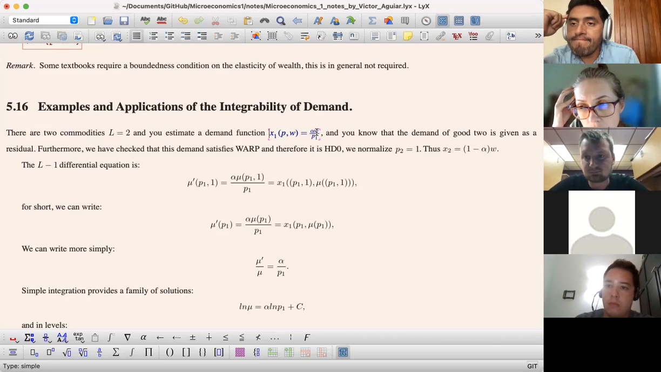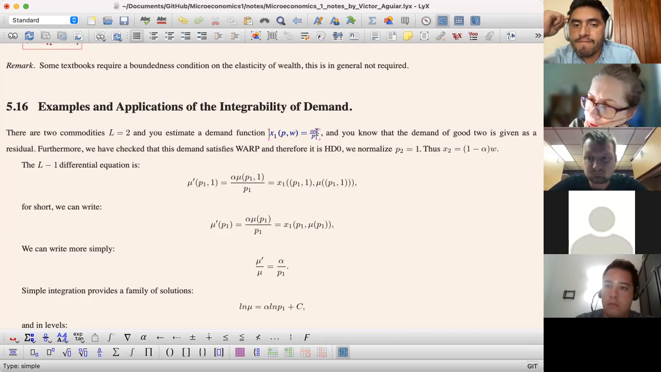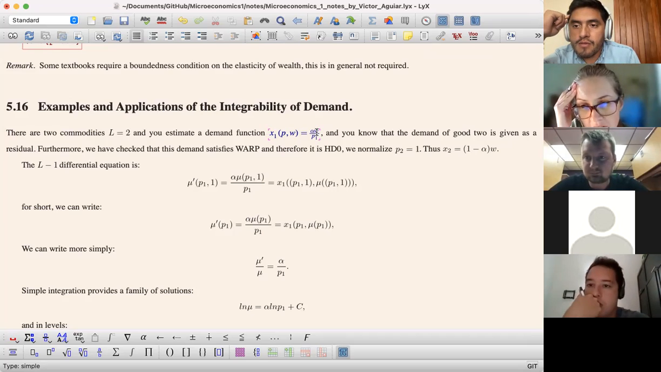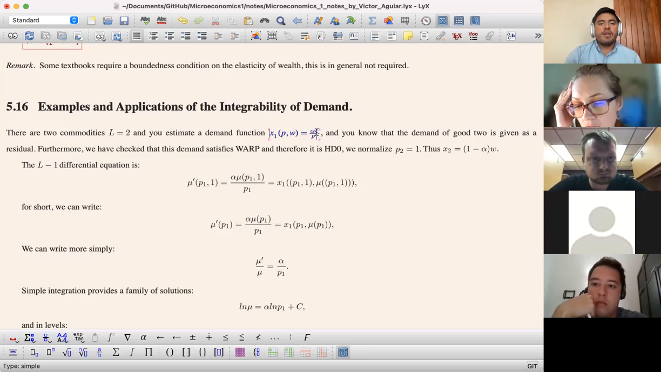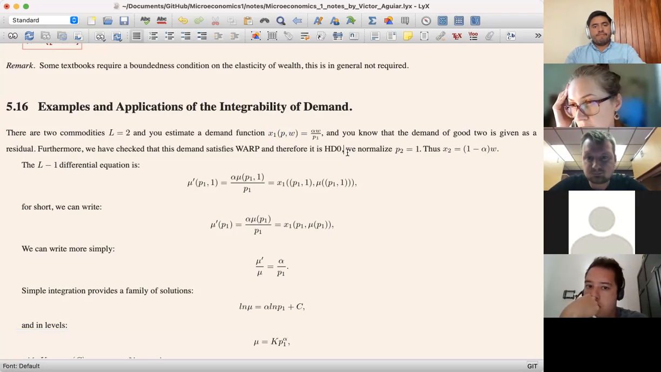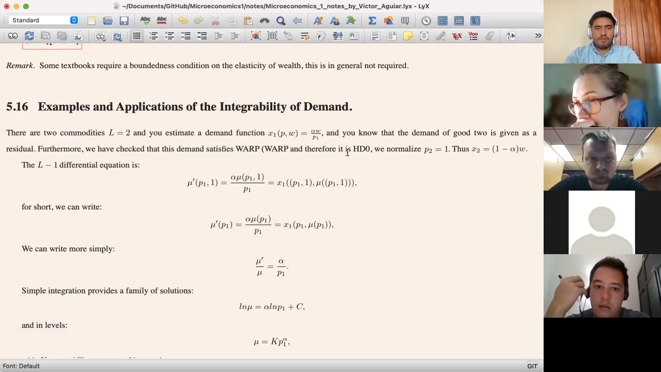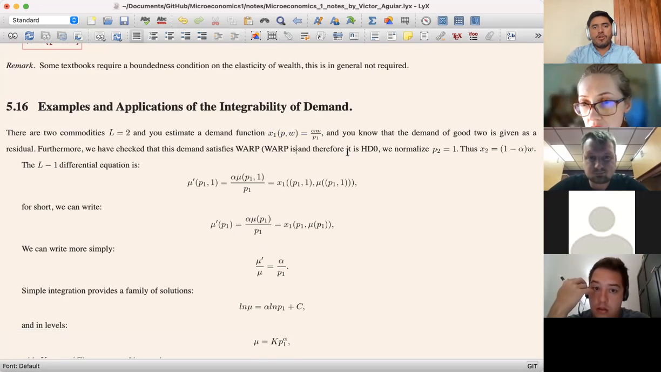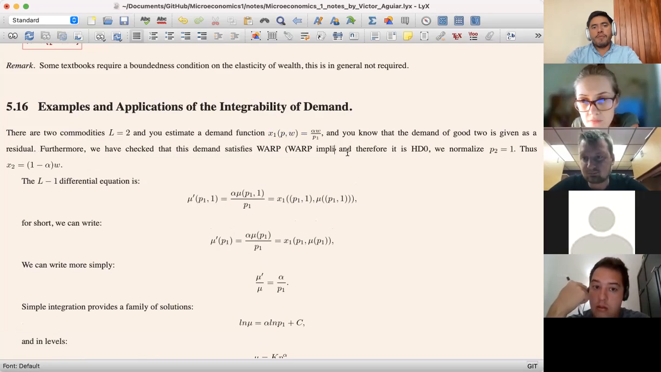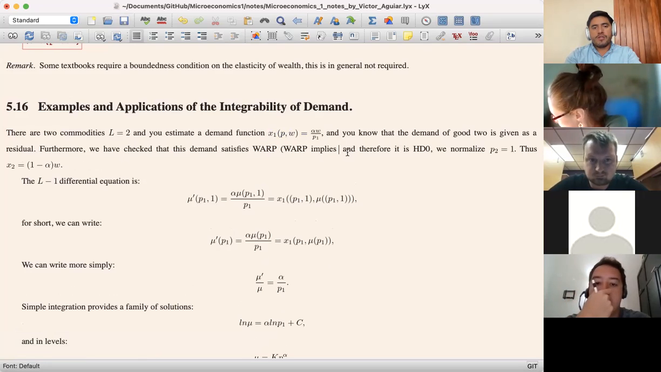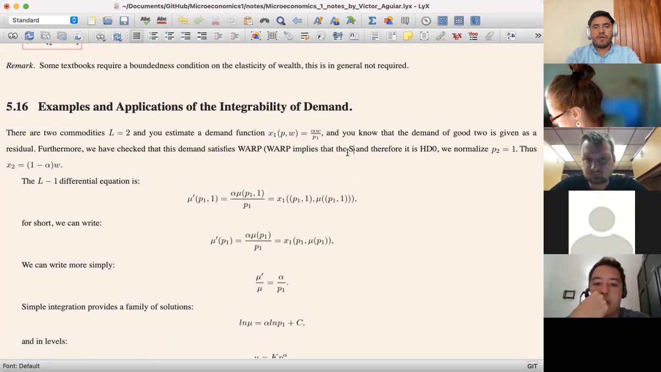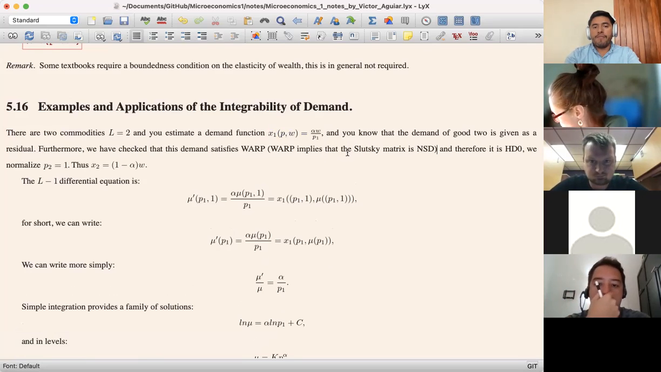Any questions here? I have a question actually about this statement. Furthermore, we have checked that this demand satisfies WARP. So it's after Slutsky. When we verify Slutsky, that the matrix is semi-definite and symmetric, then we can say that WARP is satisfied, correct? Mm-hmm. So this is true. WARP implies that the Slutsky matrix is negative semi-definite.